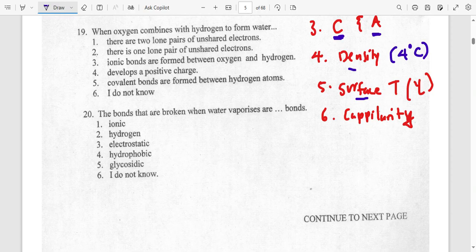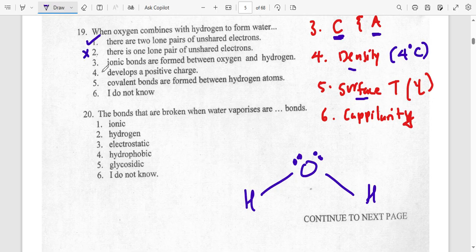When oxygen combines with hydrogen to form water, here there are two lone pairs of unshared electrons. You can see these two electrons on oxygen. They are there, yes. Okay. There is one lone pair of unshared electrons. This is not true. It's not one. Ionic bonds are formed between oxygen and hydrogen. This is not true. It's covalent. Develops a positive charge. When water combines, there is no charge. Water will not have any charge.